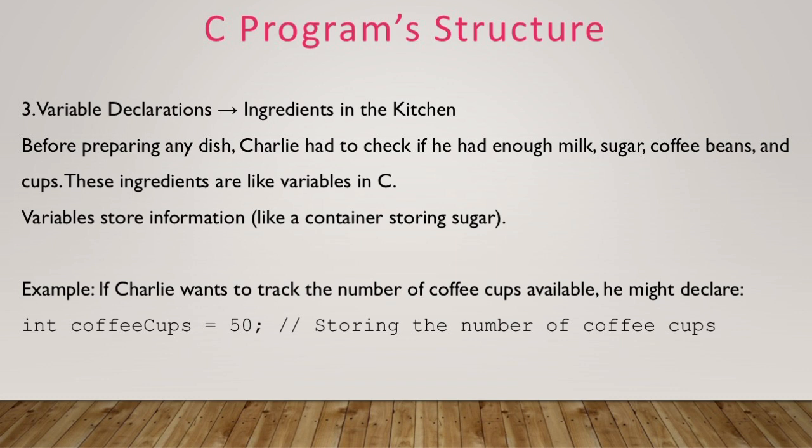Let's take an example in C. If Charlie wants to track the number of coffee cups available, he might declare int coffeeCups = 50. What instruction are we giving to the computer? We are telling it that the number of coffee cups will be 50, so the computer will store the number of coffee cups as 50. So coffeeCups here is a variable. A variable stores information.